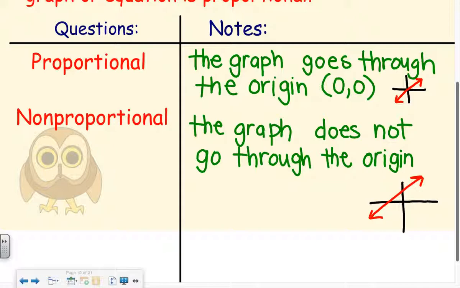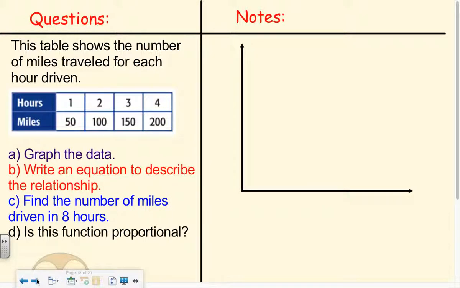So this graph did go through the origin right here. This graph does not go through the origin. It does not go through my blue dot. All right, so this table shows the number of miles traveled for each hour driven. We need to do 3 things with the table. We need to graph the data, write an equation, and figure out how many miles we could drive in 8 hours and determine if it's proportional. So a bunch of things we need to do with this problem.